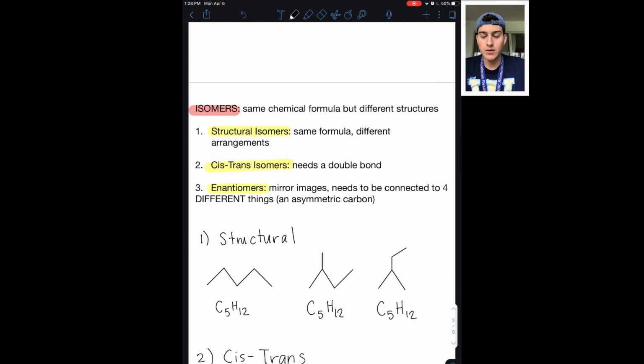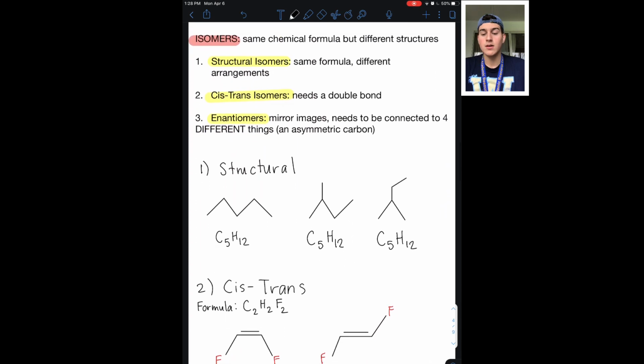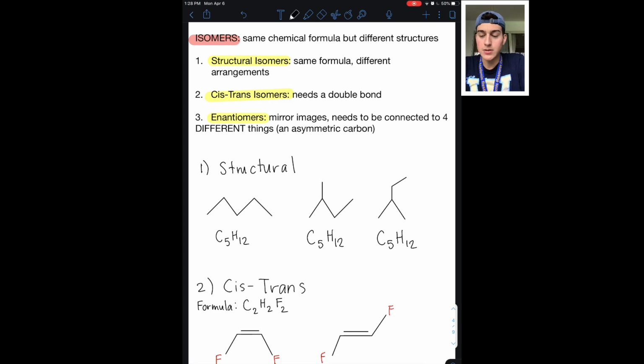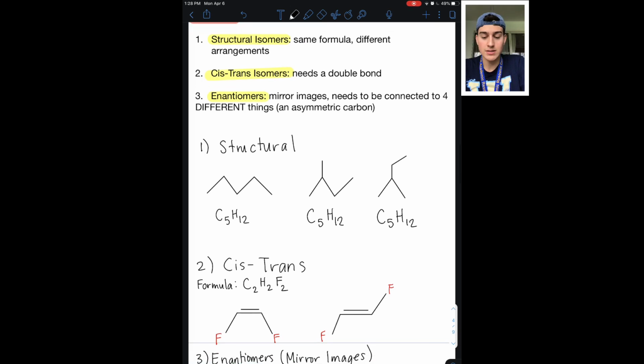The next thing we went over in lecture 3 were different types of isomers. So an isomer is the same chemical formula but different structures. So the first example is a structural isomer. It has the same formula but has different arrangements. And in line bond notation, I drew 3 of the same chemical formula but differently. So if you were to see them in real life, they would not look the same, however they have the same chemical formula. The next type of isomer is a cis-trans isomer.